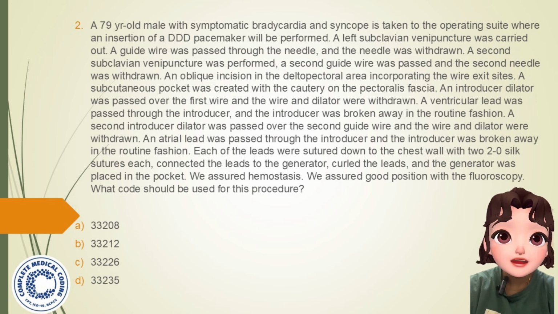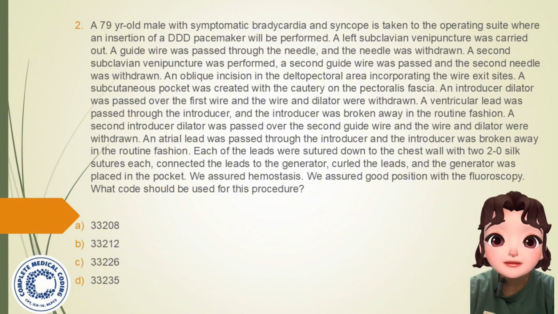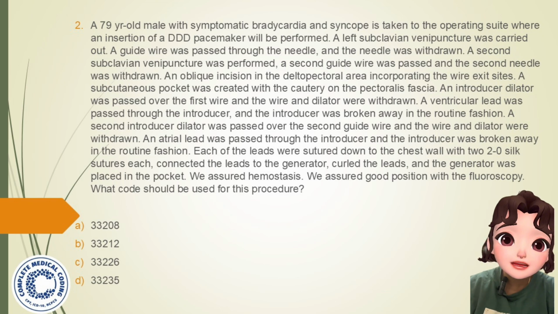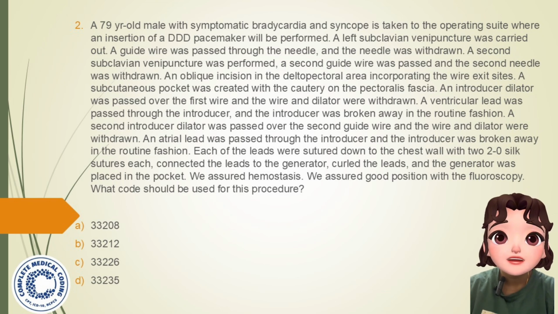But in order to identify that, you have to know what a DDD pacemaker is, right? That's why it's mentioned in the question, DDD pacemaker. So always remember, DDD pacemaker means dual chamber pacemaker, which means the pacemaker that consists of two leads, one for the right atrium and one for the right ventricle. Okay, don't forget that. That's important here. So 33208 is the correct option.